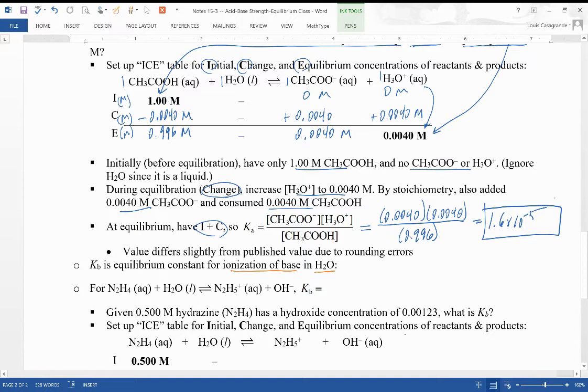Now, this is definitely an ionization. This is not a dissociation. Acids are dissociations as well as ionization. In this case, the water is acting as an acid. It's going to give its proton to the, I believe that's hydrazine. Yep, the hydrazine, which is the base.